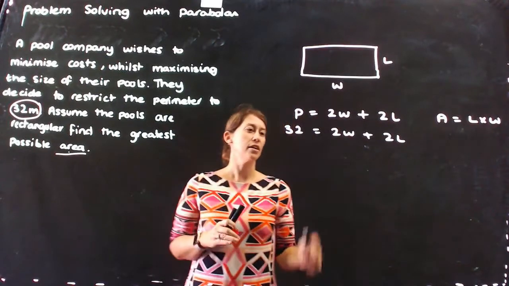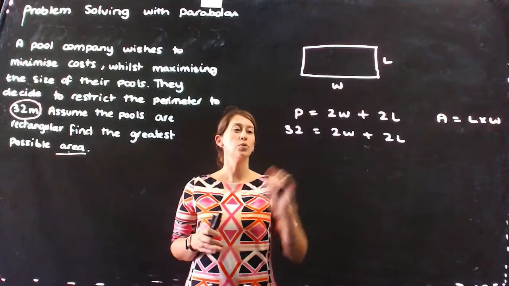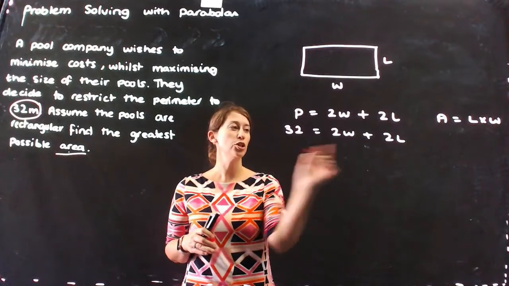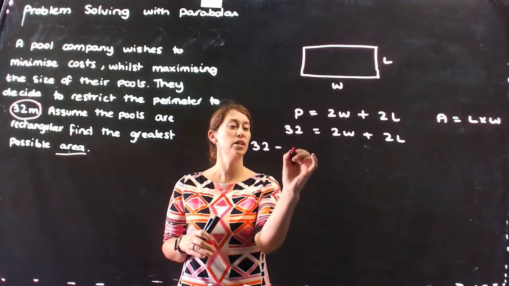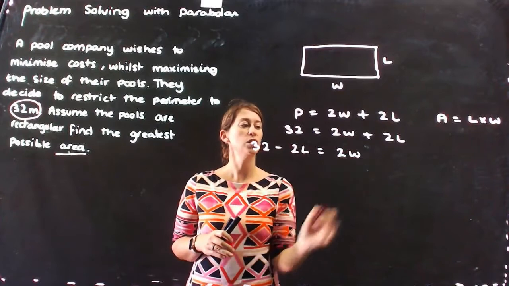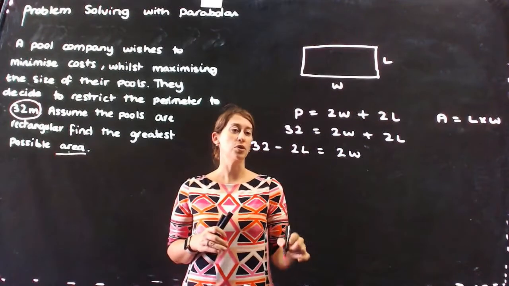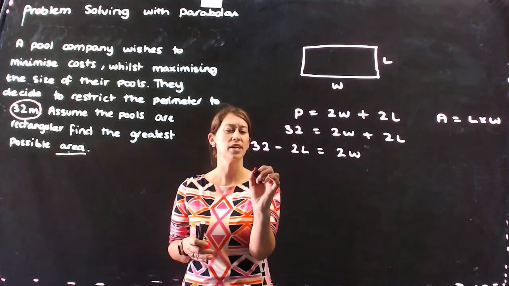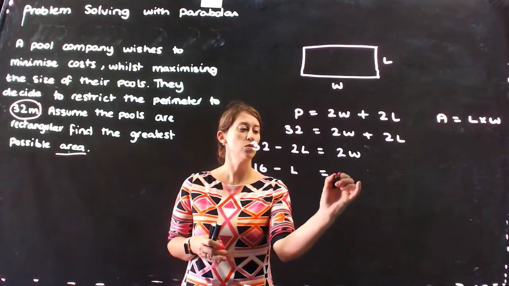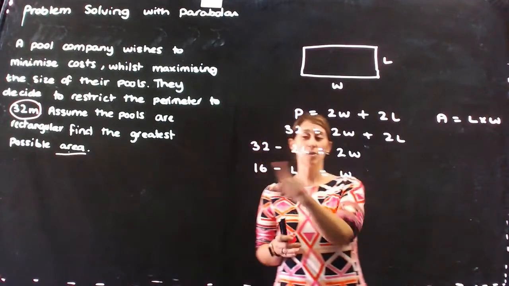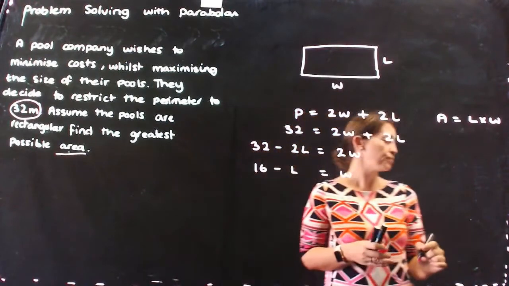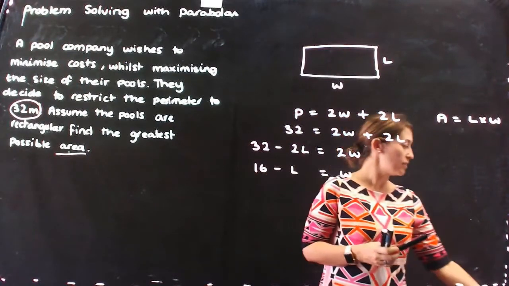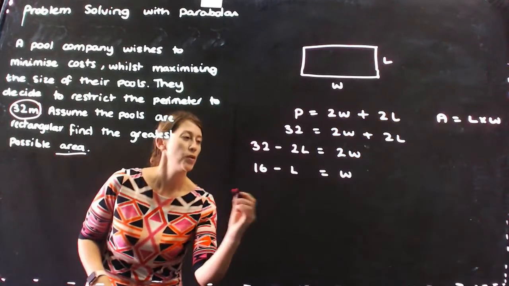So let's have a look at this. For argument's sake, let's make W the subject of the formula. I'm going to bring the 2L over to give me 32 minus 2L equals 2W. And then finally, I divide by 2. Dividing everything through by 2 is nice and easy, because all of this divides by 2. I get 16 minus L equals W. Now I can substitute this into that, and I might write that over there. It might make life a little bit easier.